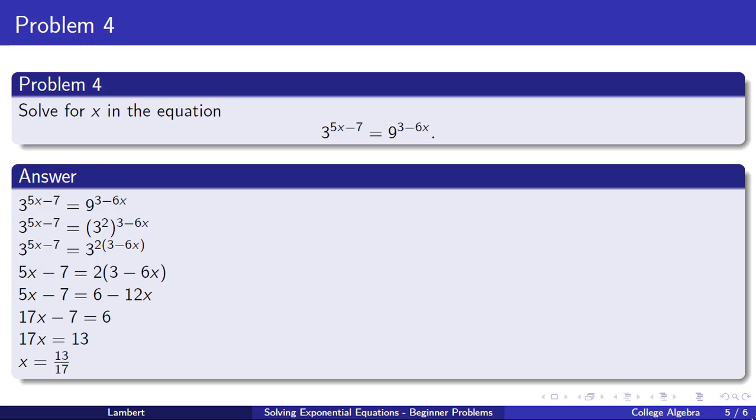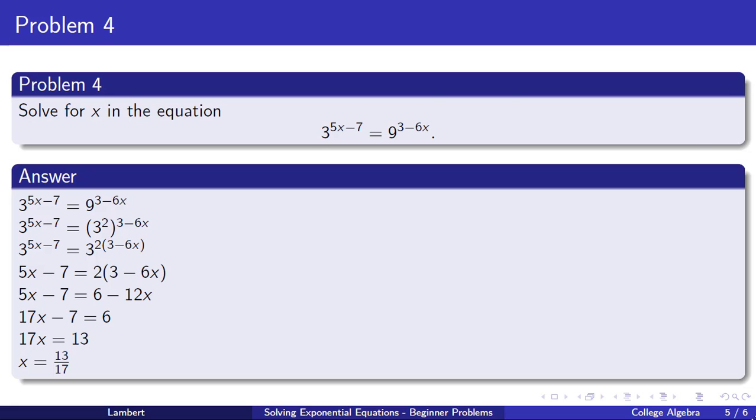Now you sometimes have to check the domain, make sure things are in the domain, but luckily the domain of exponential functions is from negative infinity to positive infinity. So we really don't have any problems with these going on here. So 13 over 17 is our final answer.